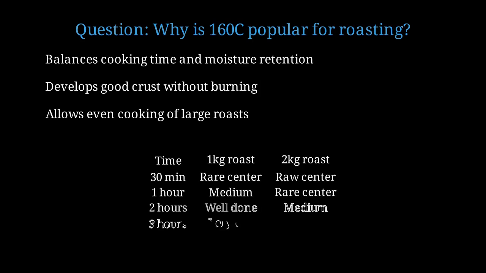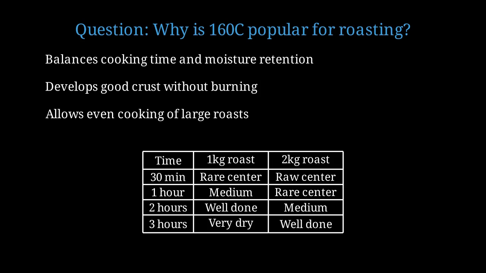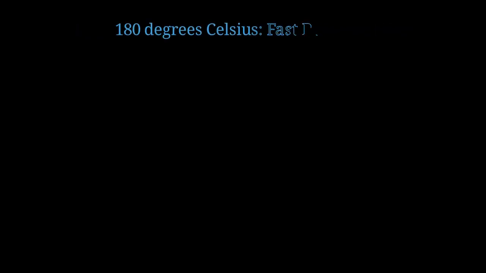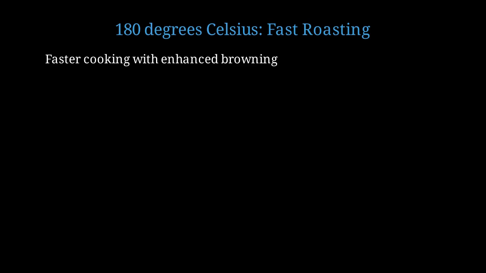This table compares cooking times for different sized roasts at 160 degrees. Notice how a larger roast requires proportionally more time for the heat to reach the center. At 180 degrees Celsius, we're using a faster roasting method that creates excellent crust development. Faster cooking with enhanced browning occurs at this temperature.